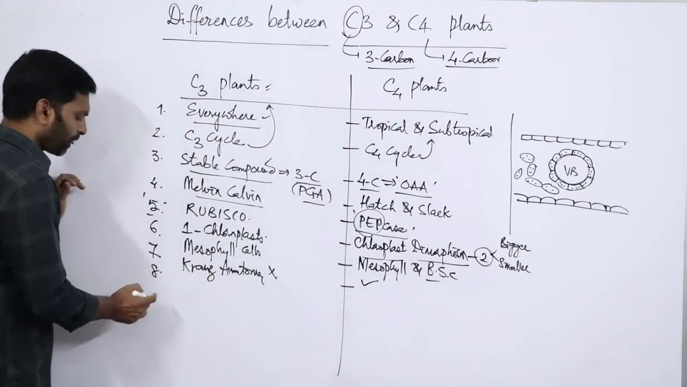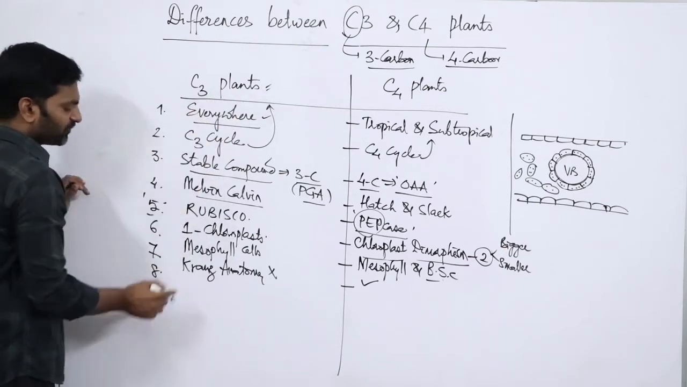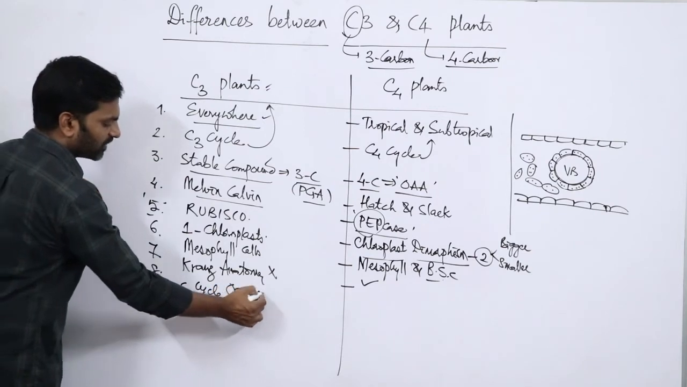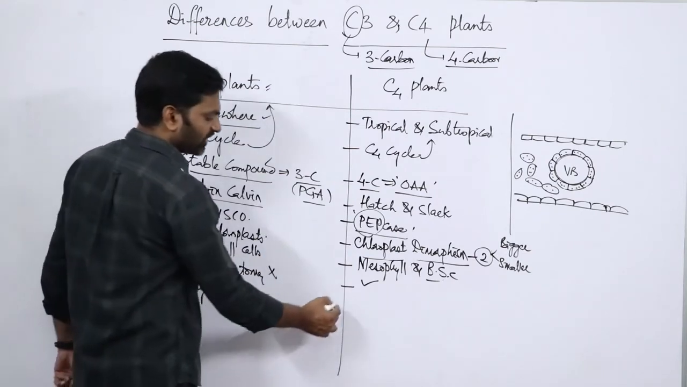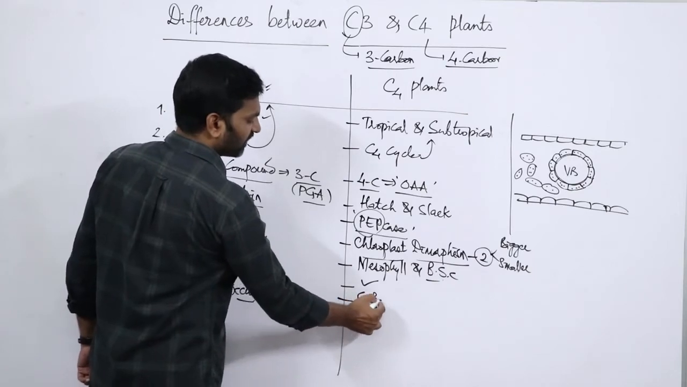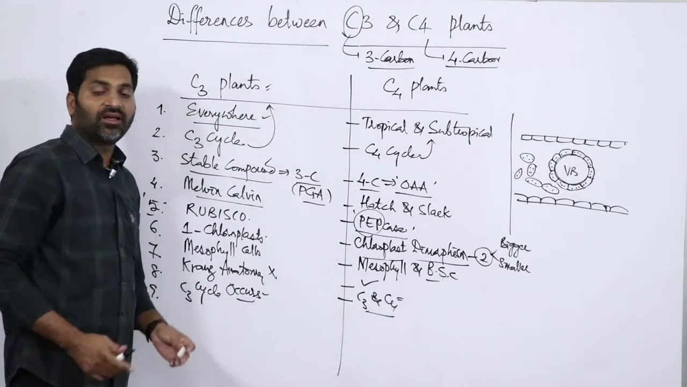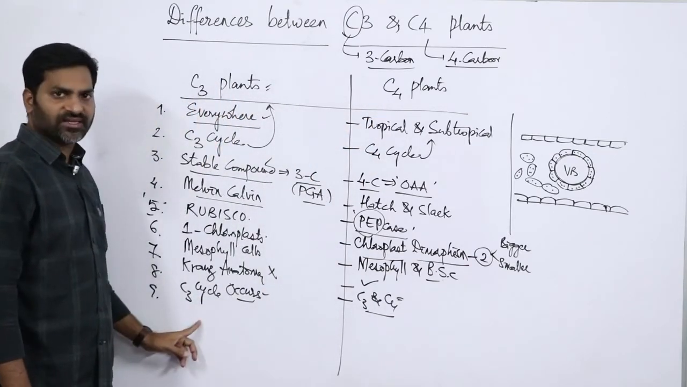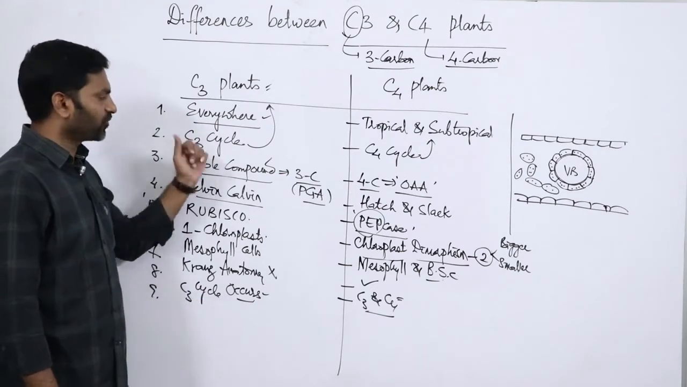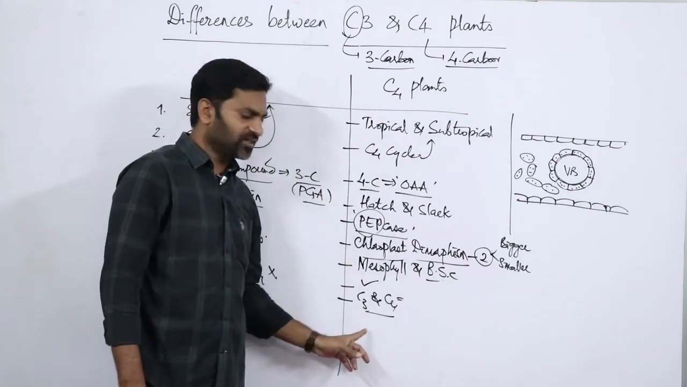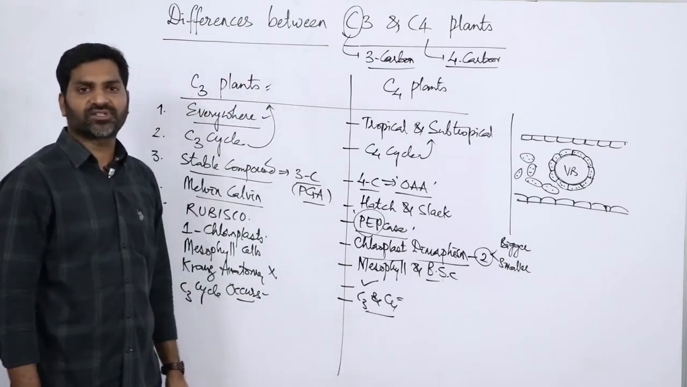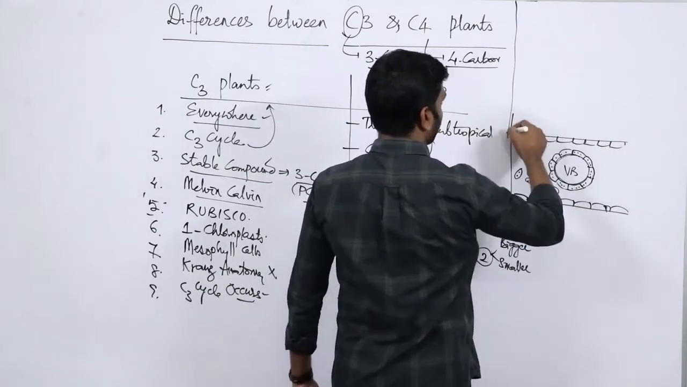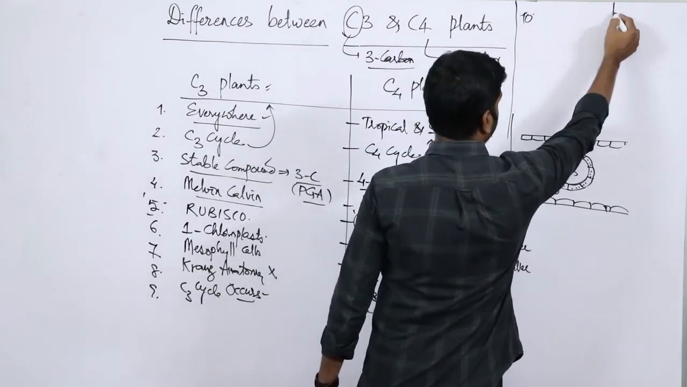Now, in C3 plants only the C3 cycle occurs, but in C4 plants both the C3 and C4 cycles occur. Only the C3 cycle is performed by C3 plants, but in C4 plants you can see the C3 as well as the C4 cycles. Now I am writing the 10th difference here.